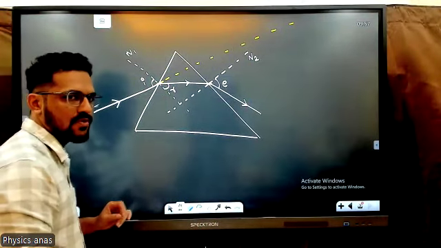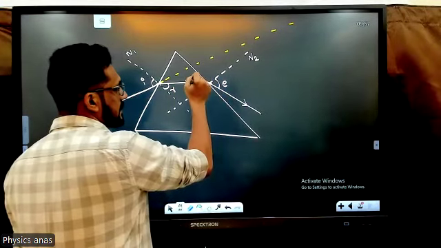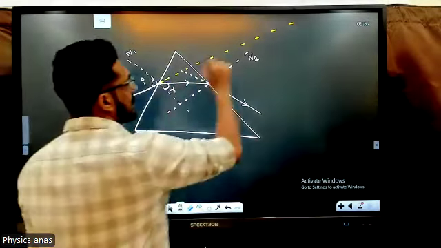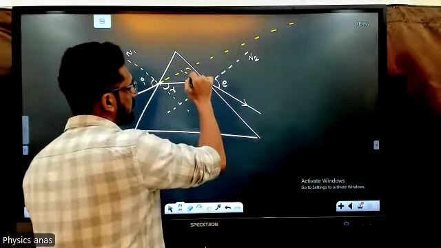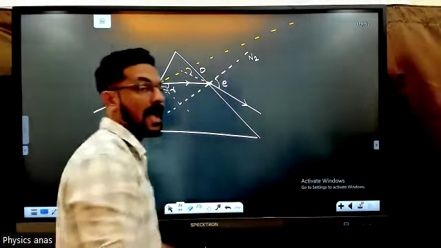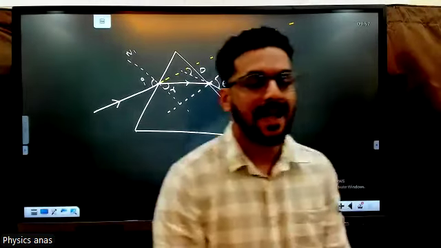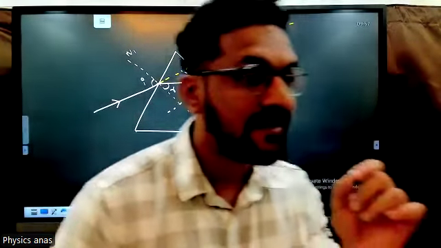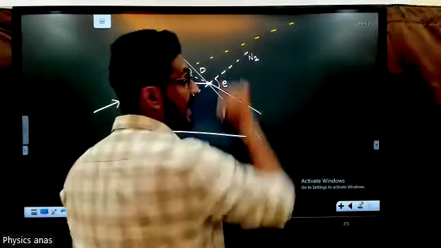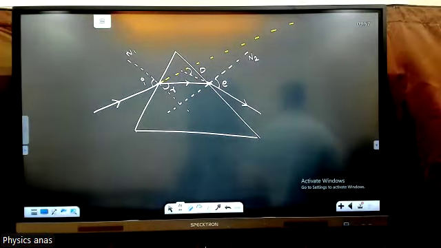What will be that angle? How can you mark that angle in this figure? You can extend the emergent ray like this. If you extend the emergent ray, you will get an angle between the incident ray and the emergent ray. That angle is called what? D, the angle of deviation. The angle of deviation is the angle between the incident ray and the emergent ray. Did you get it? So that's the angle of deviation.